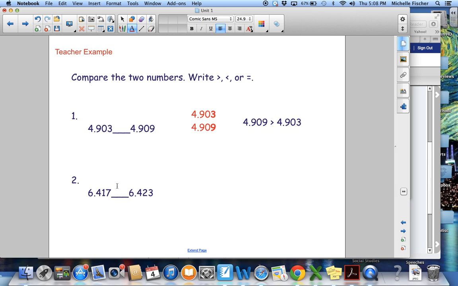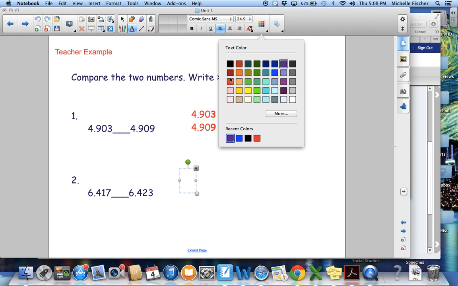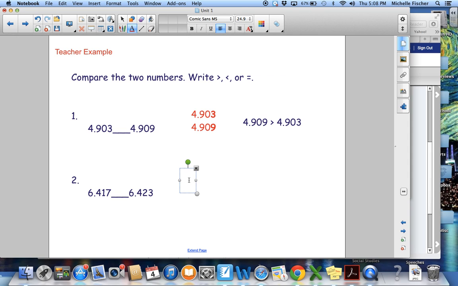All right, let's take a look at number 2 here. We're going to take our first step, change the color. I'm going to line up my decimals. 6 and 417 thousandths lined up with 6 and 423 thousandths. I go to my first step, I look at the number all the way to the left, and in my ones place I see 2 6s. So I go on to step 2, and I'm going to look at the next number.